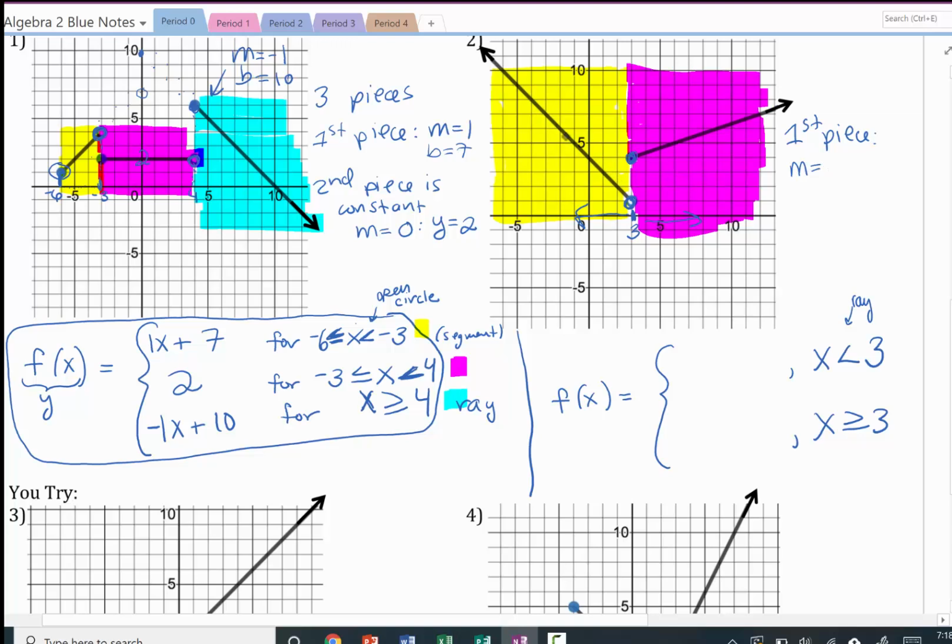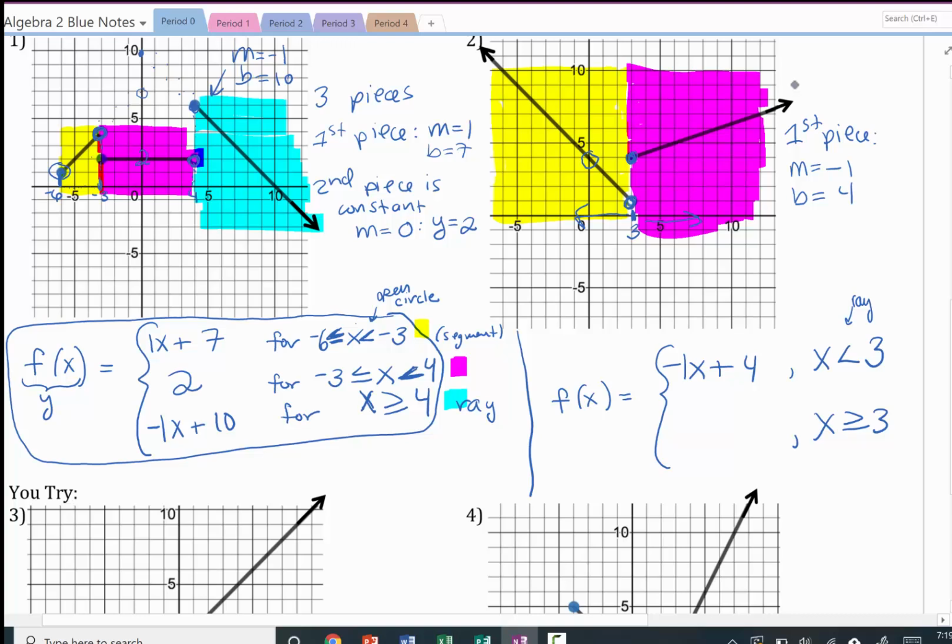So looking at this ray here, the one on the part of the grid that's to the left of 3, I can see from the different points that it's going down 1 and over 1, down 1 over 1, down 1 over 1. So that means it has a slope of -1. Also, I can see right on the graph that it hits the y-axis at 4. So that would be my b value from the y equals mx plus b formula. So then I just go ahead and write that equation: m times x plus b, slope times x plus y-intercept, -1x plus 4.